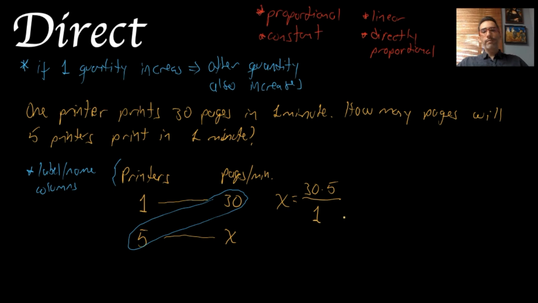The other amount here would be 1. So if we keep solving for x, there will be 150 pages, and this will be your answer. Okay, so that is the approach whenever we're dealing with a direct rule of three.